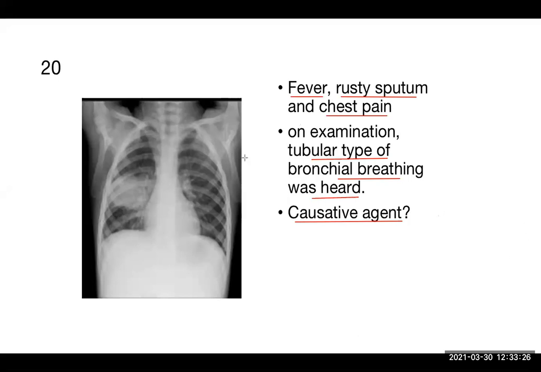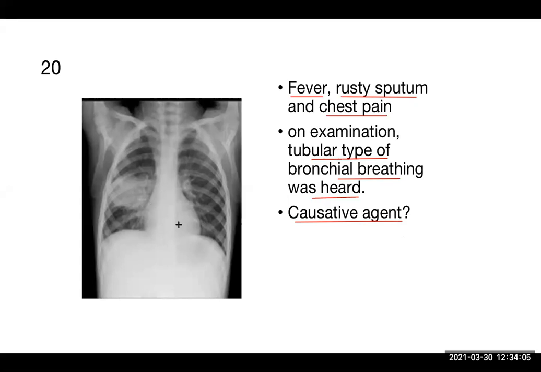Now see here, this is a typical presentation of lobar pneumonia caused by pneumococci or Streptococcus pneumoniae. Look at this. This is the typical X-ray. Probably the middle lobe is affected here on the right side. And tubular type of bronchial breathing is a hallmark of lobar pneumonia. High grade fever, rusty sputum means there is blood in the sputum, and chest pain on that particular area while coughing. This is the pleuritic type of chest pain. These are typical of lobar pneumonia, and the most common agent causing lobar pneumonia is pneumococci.